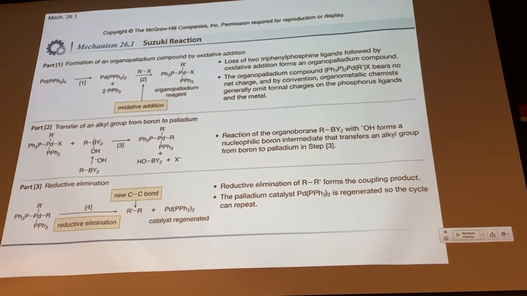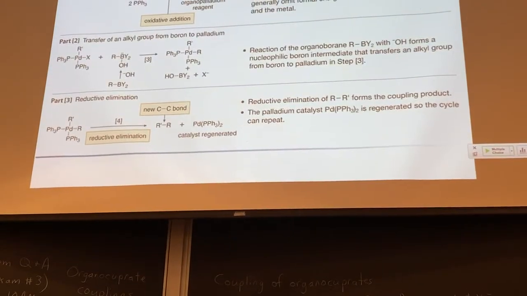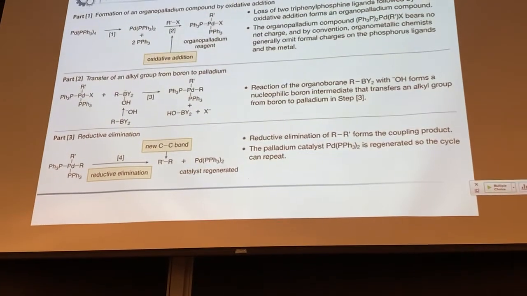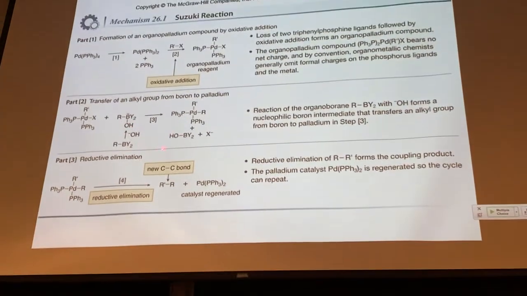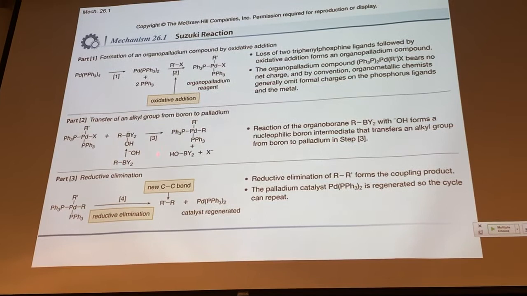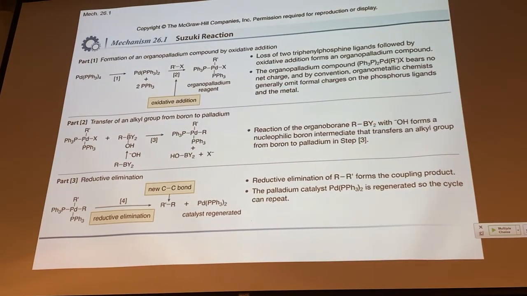But it can only do that after the base attacks the boron. This boron is highly electrophilic. It's neutral, but it has an empty orbital, only 6 valence electrons. So hydroxide attacks the boron, giving us a negatively charged boron species with 4 groups on it. Where have we seen that before? Negatively charged boron with 4 groups. Borohydride, BH4-. And what that did is it transferred one of its hydrides, an H-, to a carbonyl group.